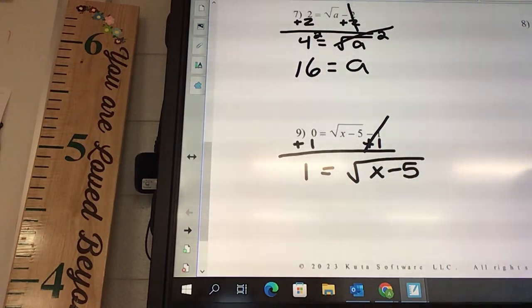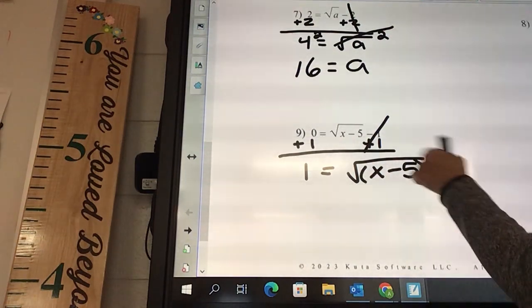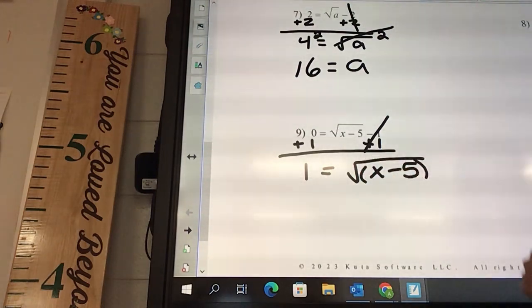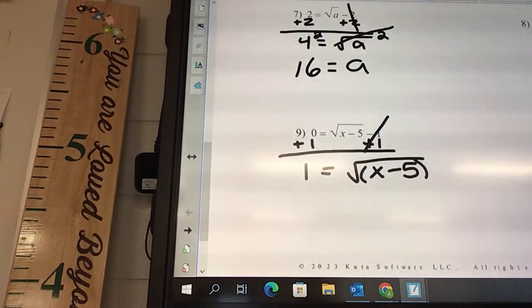Okay, now, is the square root by itself? Yes. When I'm talking about is it by itself, that means this stuff belongs to the house. It belongs to the square root. So anything that's on the outside, underneath, or on the side of that house needs to be moved before you can do anything else.